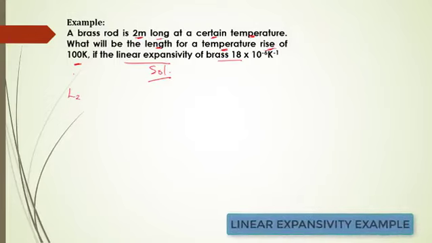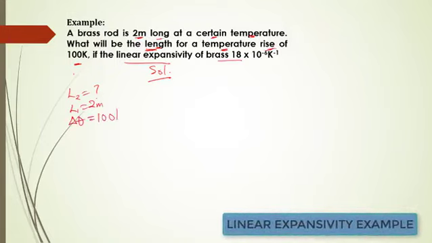So the solution to this, already we know what we're asked to find. They asked us what the length will be after a temperature rise of 100 Kelvin. So we're looking for L2. We don't know what it is yet, but do we have L1? The answer is yes. L1 is 2 meters. And then the temperature rise refers to our change in temperature, which is 100 Kelvin. And then we have our linear expansivity, which is 18 times 10 raised to the power minus 6 per Kelvin.